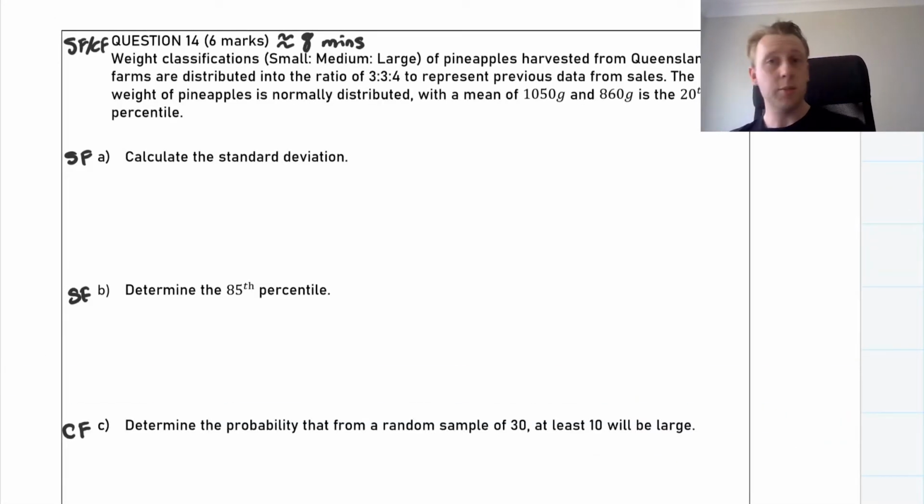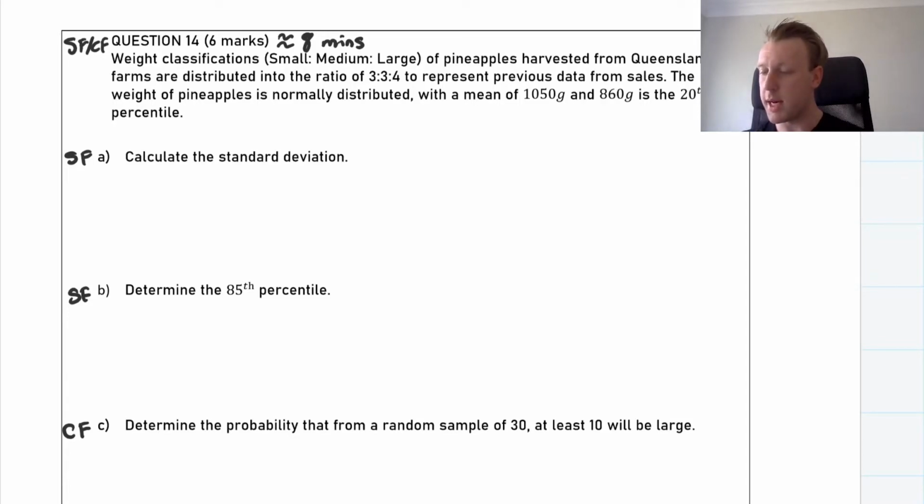Question 14, this is simple and complex. We've got a little bit of a mixture here. 6 marks. Try about 8 minutes, so pause it, see how you go. So you've got weight classification, small, medium to large of pineapples, harvested in Queensland, distributed in particular ratio. Represent the data from the sales.